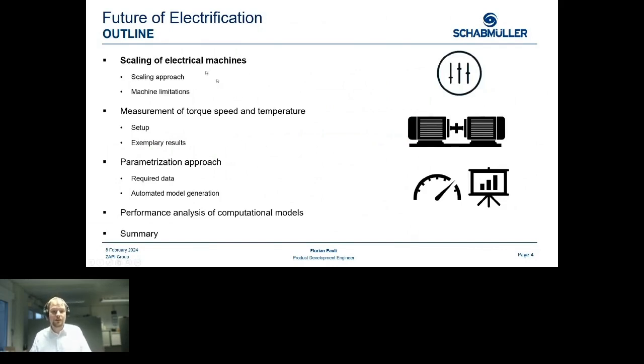For the outline of this presentation, I first will talk about some general basics of scaling electrical machines: what's the general scaling approach, and what are other limitations of the machines. Then I will come to our measurement setups and how we measure torque, speed, and temperature of electric machines. And then I will introduce the parametrization approach. And in the end, there will be a performance analysis of these computational models.